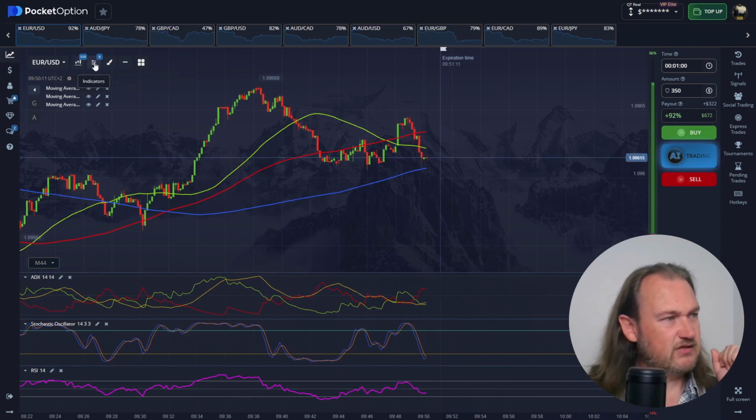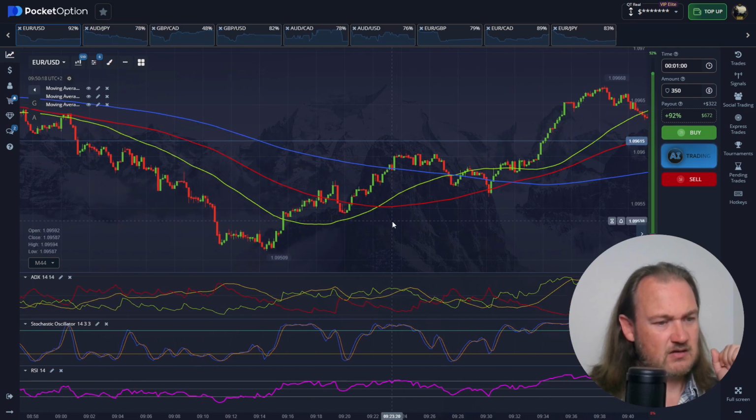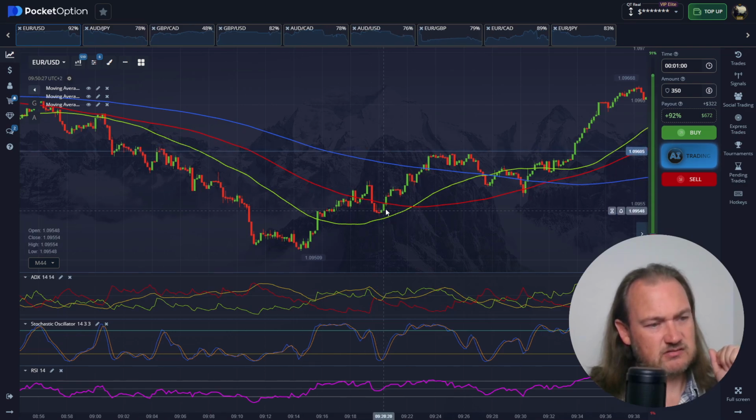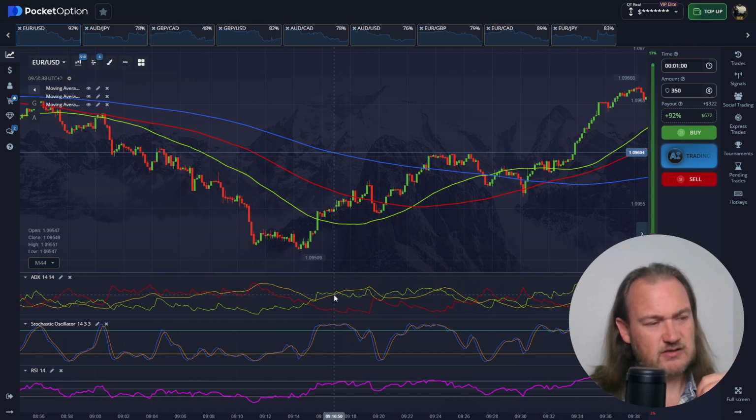Let's see if we can find a recent example. I'm just going to disable the auto scroll. See if we can find a decent example. We had a direction change here. The ADX was coming up strong. It was still with my DI plus. The DI shows you the direction of the movement of the trend, and we had an upwards movement and a fairly strong ADX. We had the stochastic running at the top here.